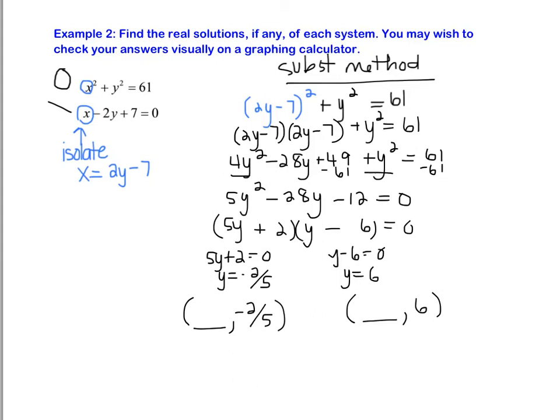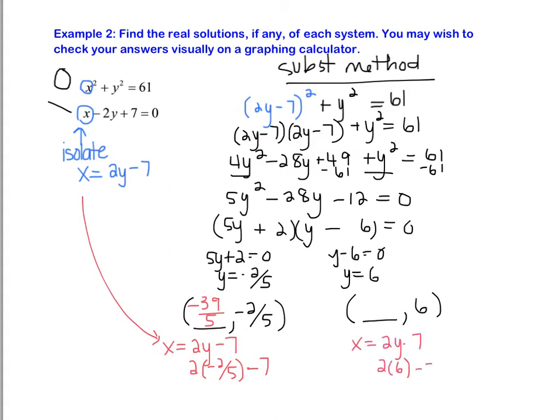So what you can do is just use this equation for that isolated x. So x is 2y minus 7. So for this one, we got y is negative 2/5. So if we simplify that, we're going to get negative 39/5. Same thing over here. We have x is 2y minus 7. So we're going to do 2 times 6 minus 7 and get 5. And now we have the two places where these graphs intersect.